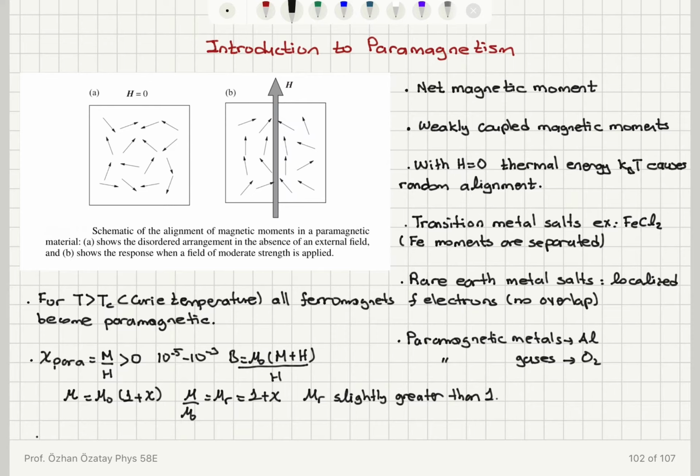The susceptibility has a temperature dependence. It's 1 over T according to Curie law. This is basically due to having localized weakly interacting moments. However, there is a class of materials called Pauli paramagnets where the susceptibility is not temperature dependent. So we need to watch out for this in Pauli paramagnets.